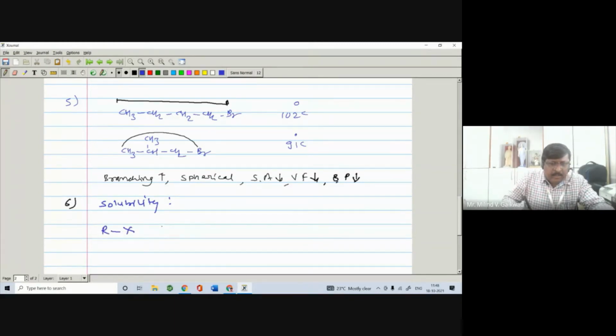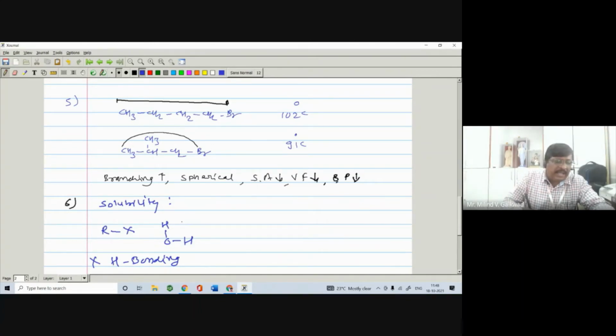If you take water, HOH, they do not form hydrogen bonding, H bonding. They do not form hydrogen bonding, so they are insoluble in water, right? They are insoluble in a polar solvent, that is water. Because they do not form hydrogen bonding, they are insoluble in water.